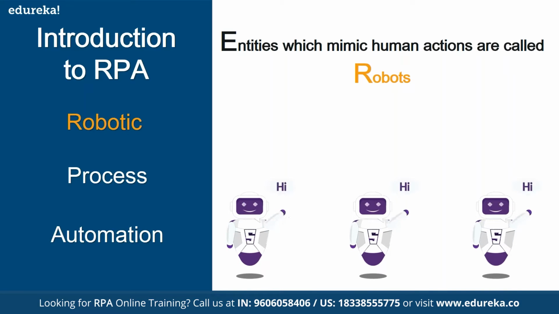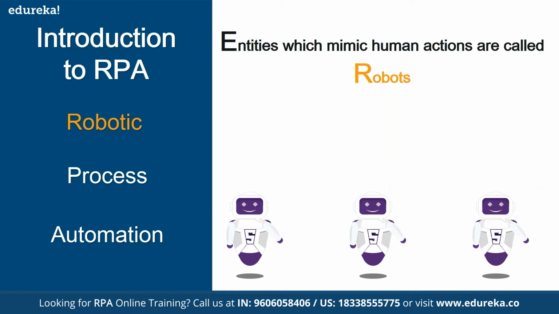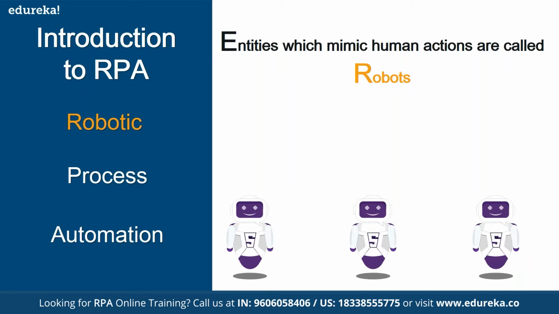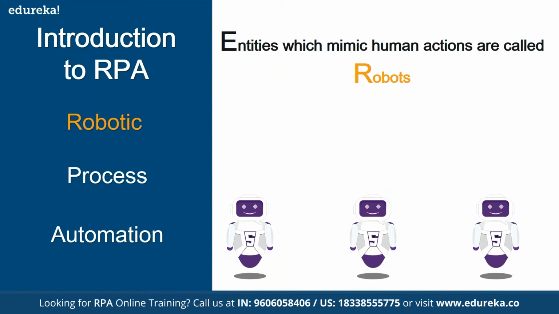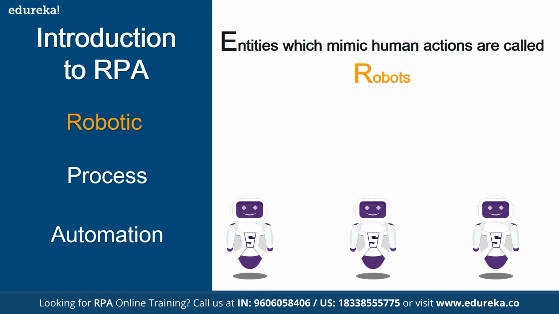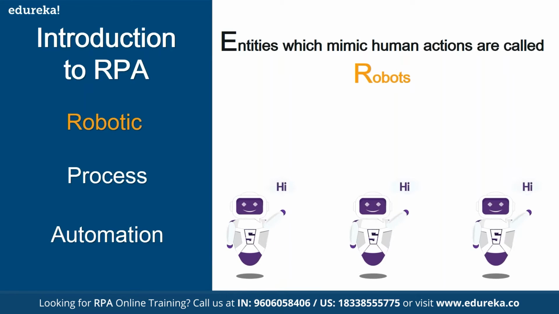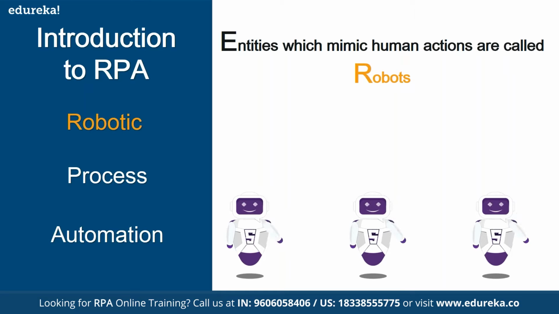A robot, in layman's words, is a software. You install a particular software on your computer. Microsoft Office is a software; you install it on your computer and use its features. Likewise, a robot is also a software. It is a software entity which mimics human actions.